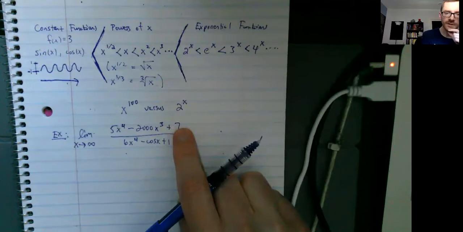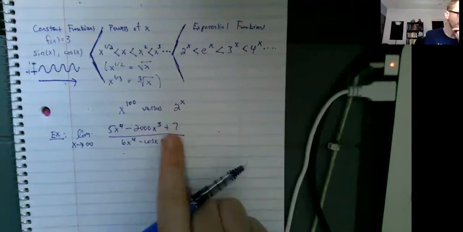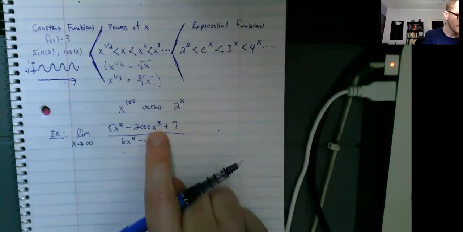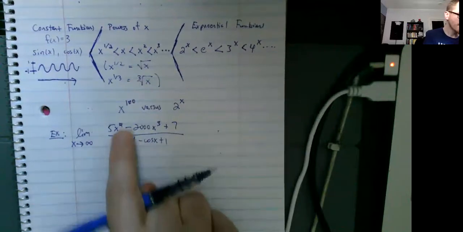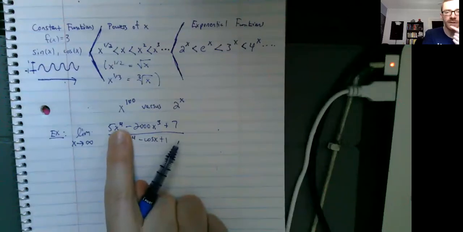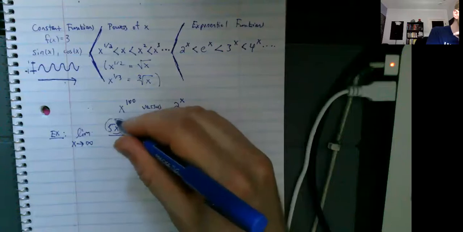Pretty clearly, this is a constant term, a constant function, that's in the slowest growing category. X to the 3rd is in this category. And x to the 4th is also in this category, but the x to the 4th term wins out because the exponent is higher. So this is actually the fastest growing term in the numerator.